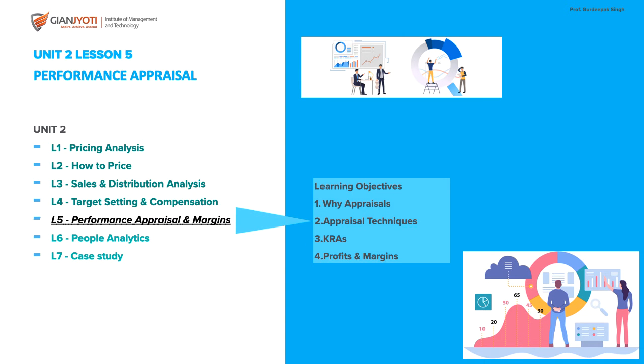The learning outcomes for this lesson on performance appraisal and margins are: why we measure the performance of the sales force, what are the different appraisal techniques, and when we talk about the parameters for the appraisal, there is one term which we call key result areas. So what are those? And lastly, we'll discuss profits and margins, both at the distributor level as well as overall for the company.